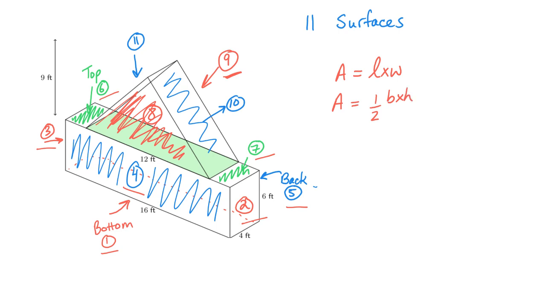And the sides of the triangle are the shape of a rectangle, which we already know is length times width. So these are the two equations I need to know in order to solve for the surface area. I'm going to find all the areas and put them together.